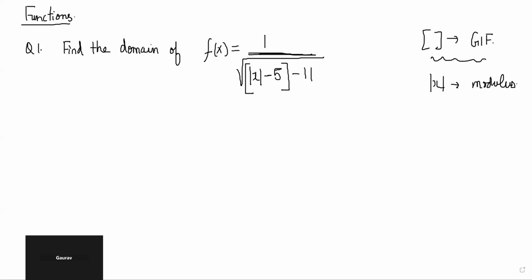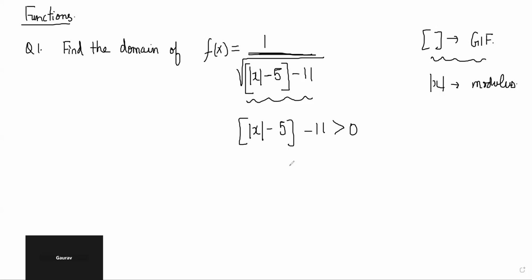Sir, the domain will be from 17 to infinity union minus infinity to minus 17. Why? Tell me why. Explain why. Sir, because the 1 upon root should be positive under that root. Means mod x minus 5 should be greater than 0, and that should also not equal 0 at that time.